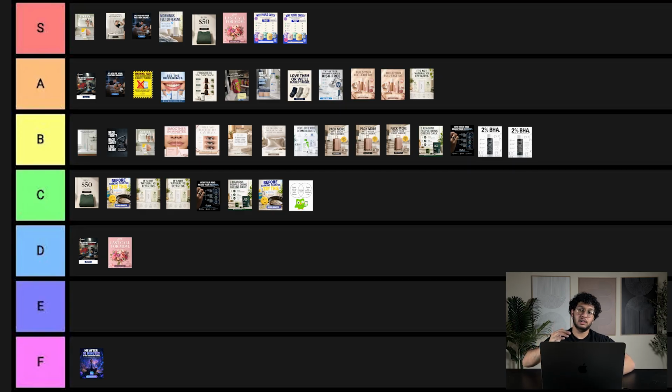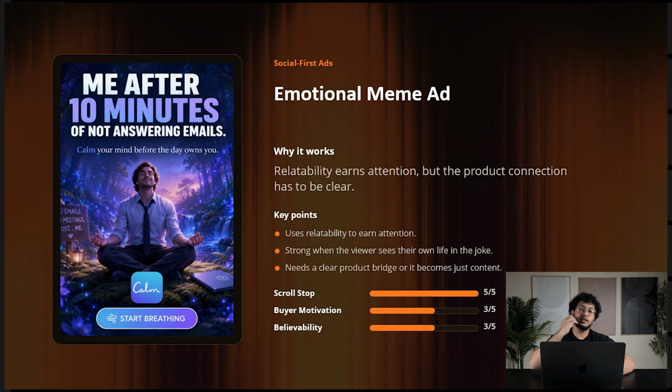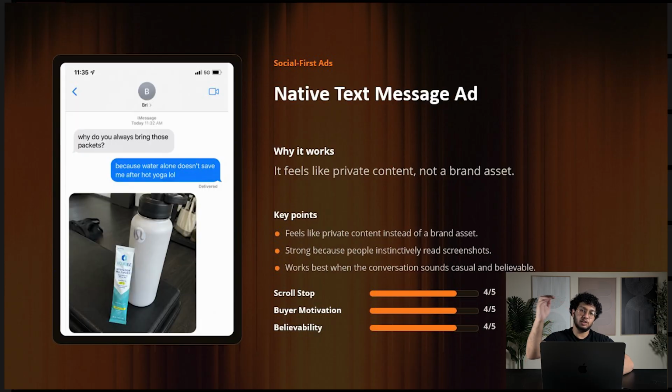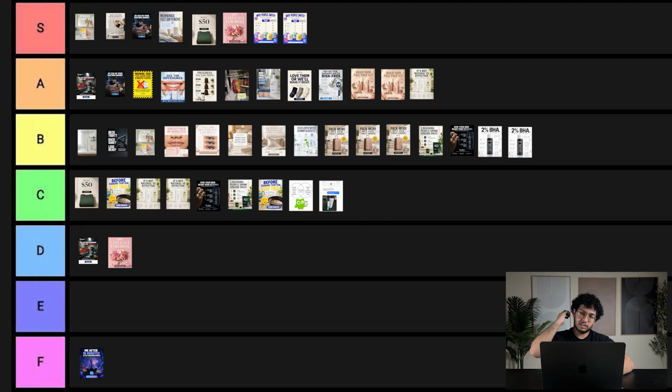This is F tier. Not because it can never work, but because it is extremely easy to make it disconnected from the product. The viewer may relate to the meme. They may even like it, but liking the meme is not the same as wanting the product. Unless the bridge is perfect, this becomes content but not advertising. F tier. Native text messages ads are C tier.